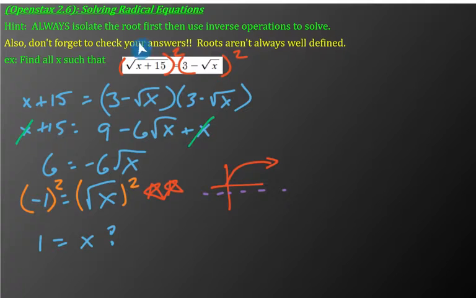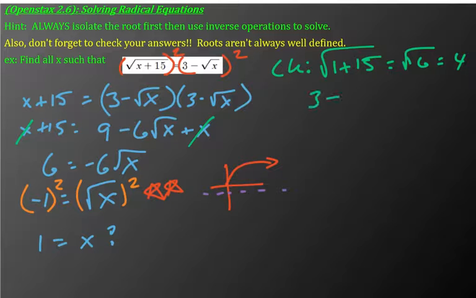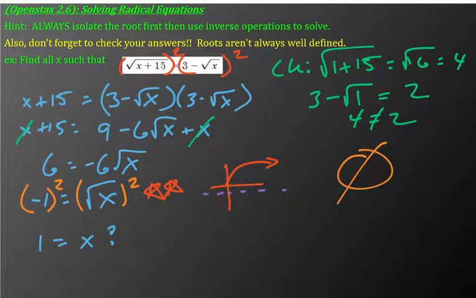But that's what this highlighted thing up here is all about. You got to check answers. So you just take 1, and you just go and plug it in really quick. You don't need to show this kind of stuff. I'm just going to show it here, just so you can see. So, you plug in 1, you'd get square root of 16, which is 4. But 3 minus square root of 1 equals 2, right? And 4, I believe, is not equal to 2. So we can see that there's actually no solution in this problem.